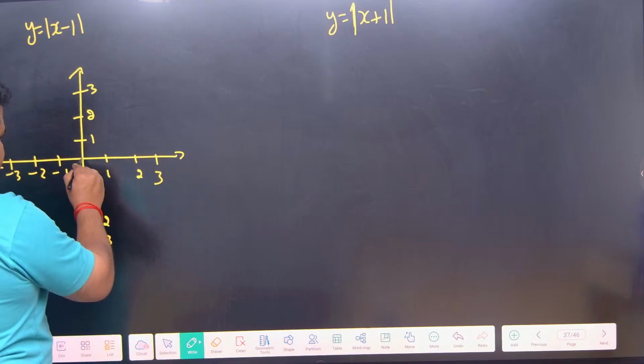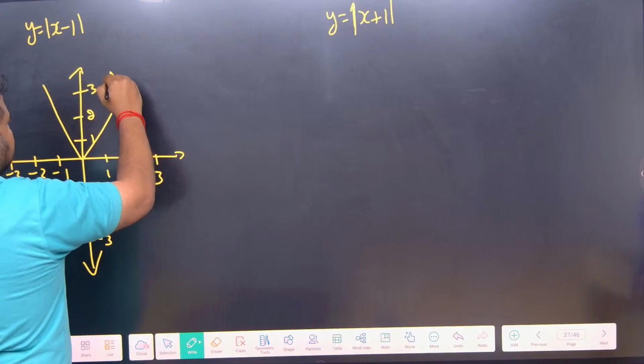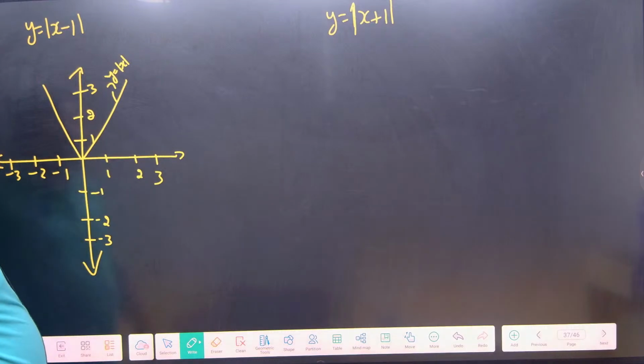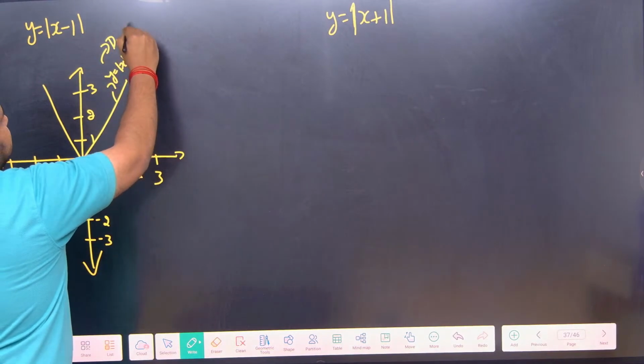What will I do? This will be the graph. Yes or no? This is the graph we are having. So this is y is equal to mod x. What is the domain of this function? The domain of y is equal to mod x is the set of all real numbers.